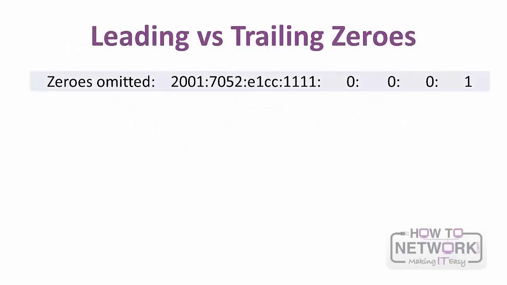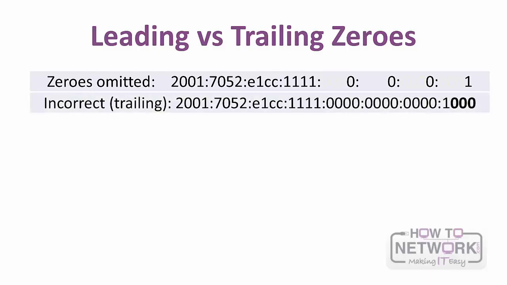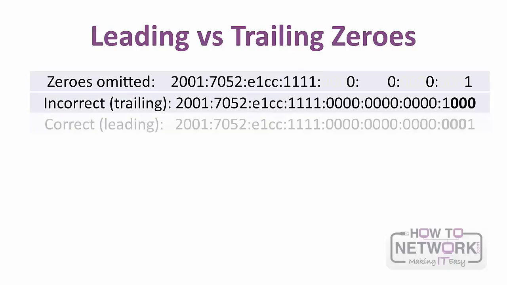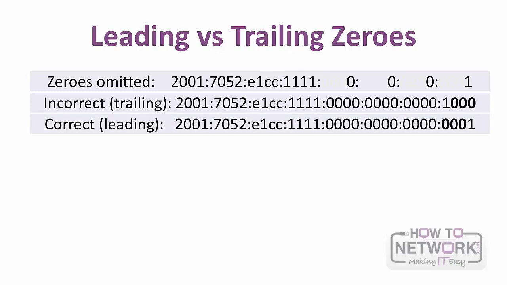It is important to remember that only leading zeros can be omitted. Otherwise, it would make the address ambiguous. For example, if trailing zeros were also omitted, you wouldn't know what the correct address was. There can only be one correct interpretation. Therefore, only leading zeros can be omitted.